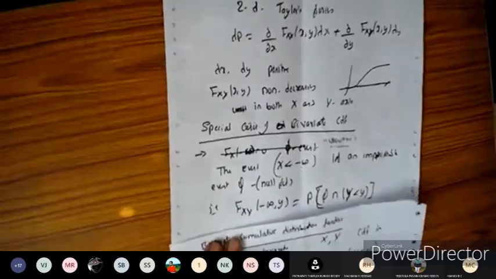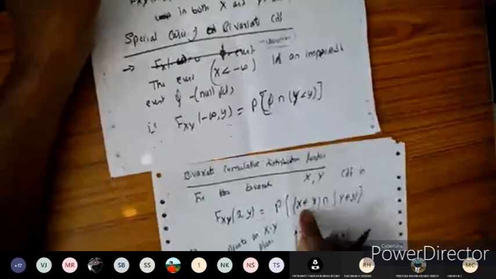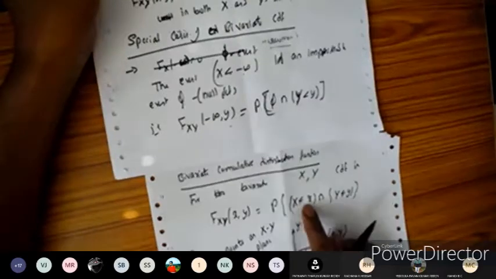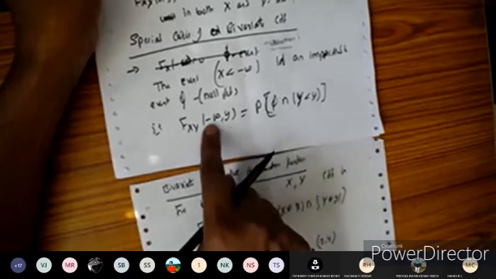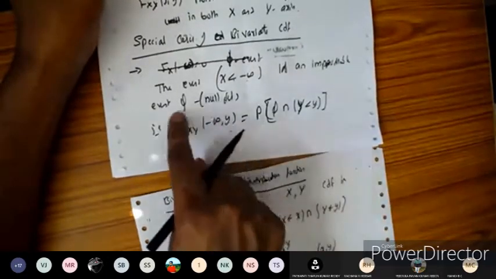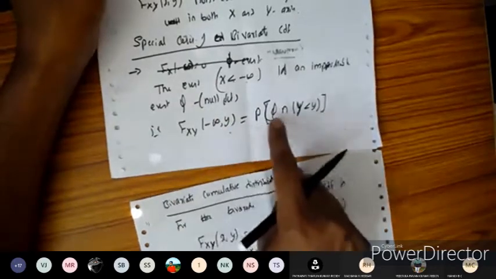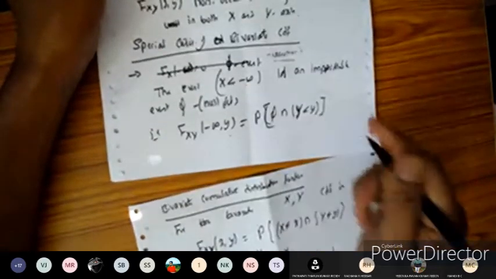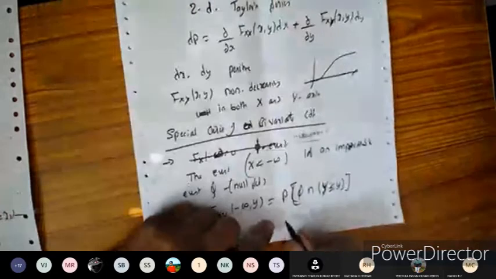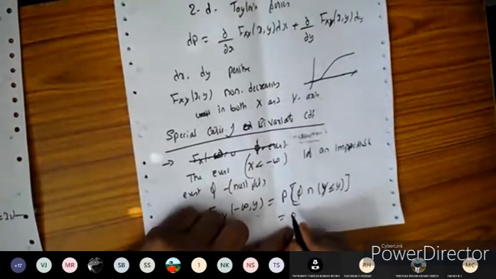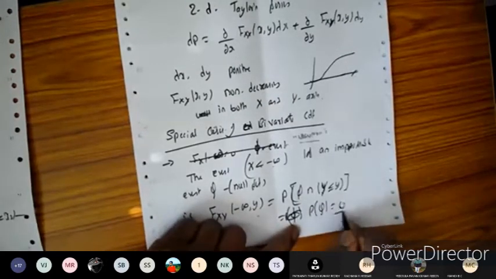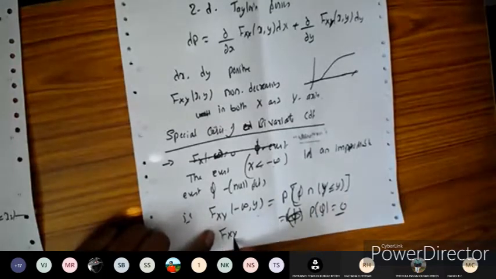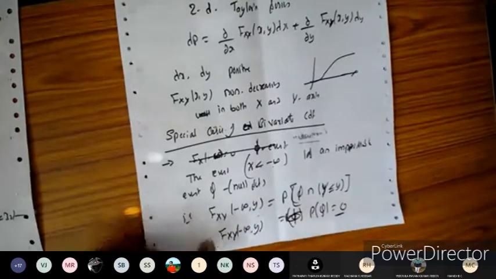You can see the concept here. F_XY can be defined as the probability that X takes a value less than x, intersection with Y taking a value less than y. Since in place of x we have minus infinity, we can call this a null event. So you get the probability of the null event intersection with Y less than or equal to y. A null event intersected with anything is the null event, and its probability is 0. So we can say that F_XY of minus infinity comma y is equal to 0.